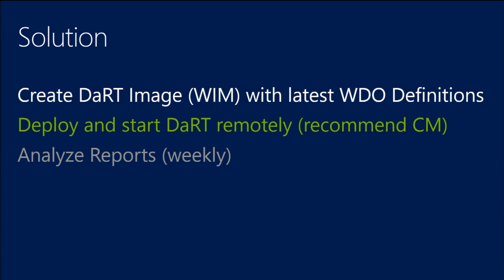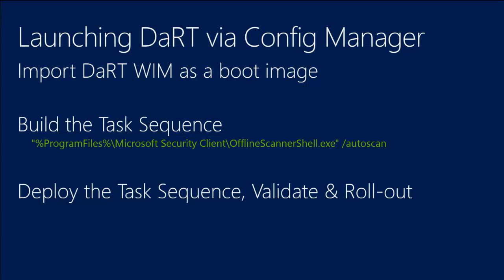We're going to recommend that you use Configuration Manager. I have a really quick step here because I want to show you what to do instead of talk about it. It's a three-step process. First, you take the image you created and import it as a boot image into your Configuration Manager software library. The second thing you do is create a task sequence that will do several things. The key step in the task sequence is this command line. This command line really is Windows Defender Offline, and the auto scan will do a quick scan with a quick fix without any user intervention.